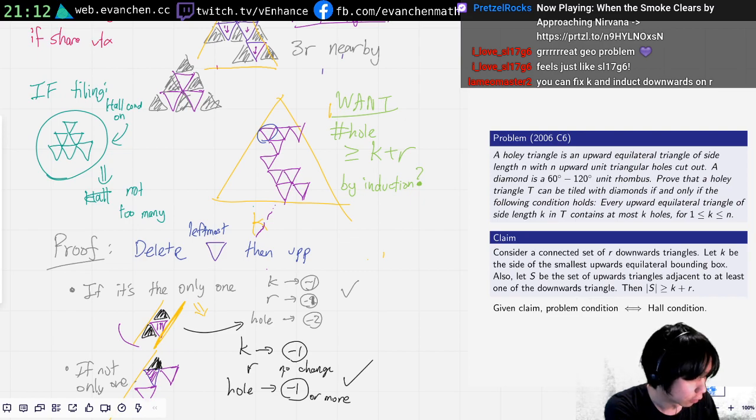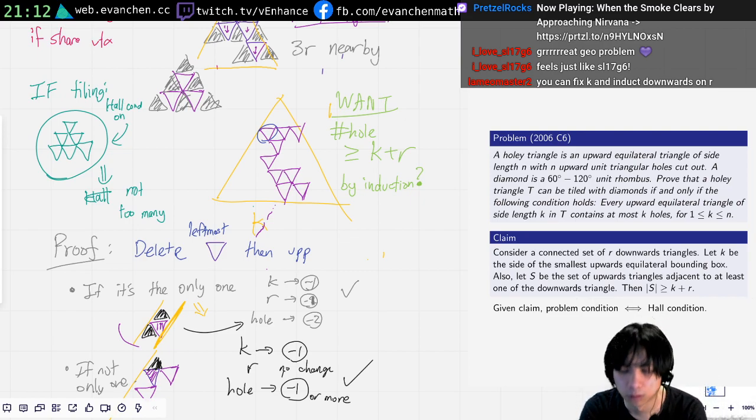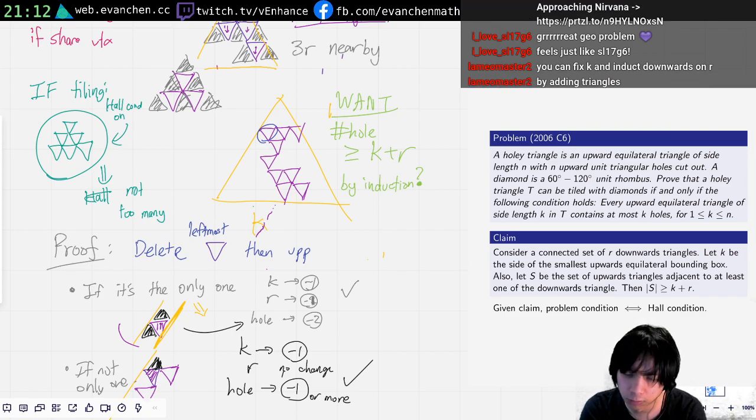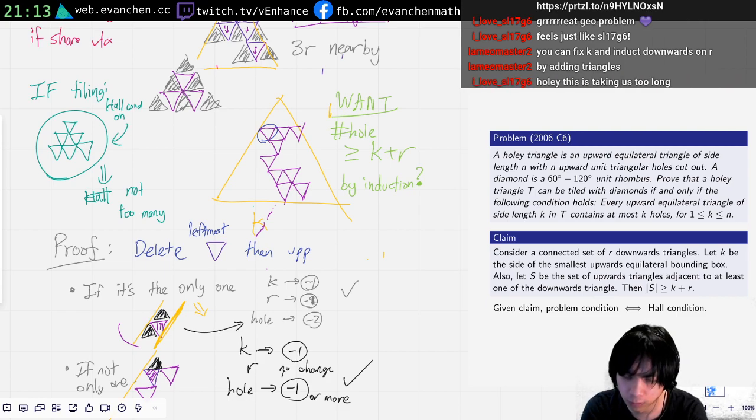You can't assume connectedness? I'm confused. So, the reason I'm assuming connectedness is because the connected components don't talk to each other. So if Hall's condition fails, one of the components has too many holes near it, and then you use this argument. The problem is that in my induction, I'm messing up. You can induct downwards on R. You want me to fix K instead? That's reasonable, actually.